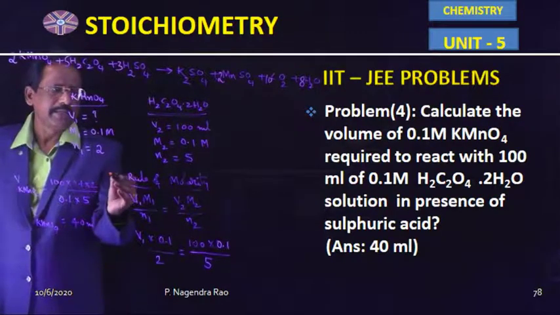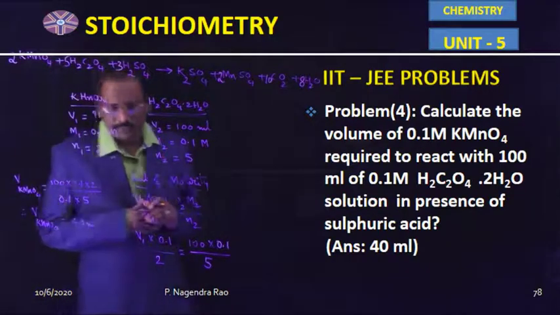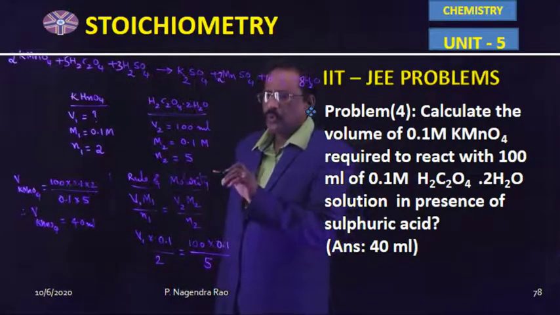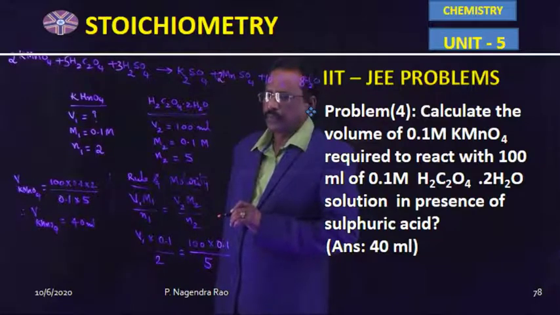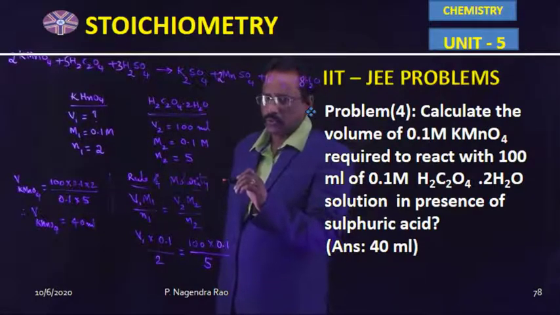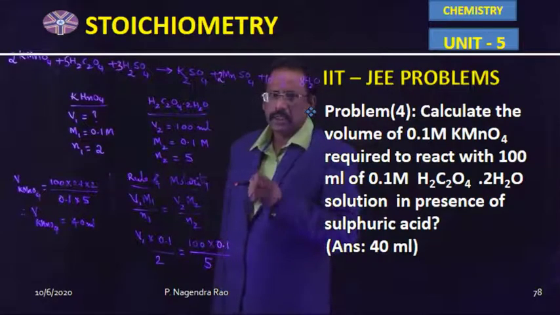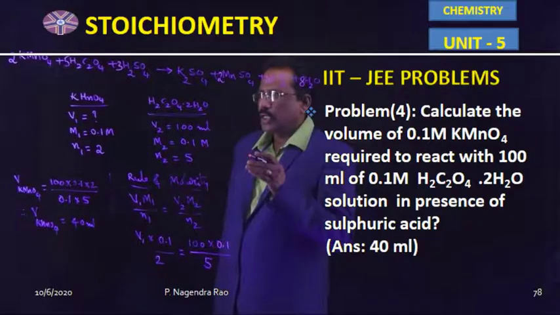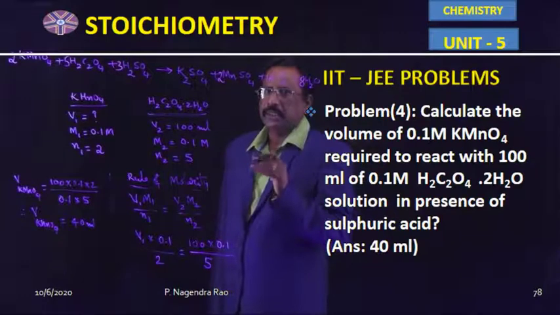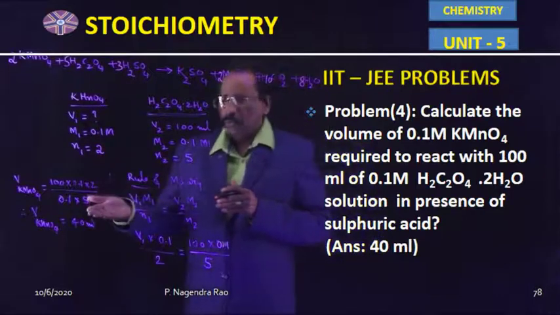This is a very important model problem. So according to the rule of molarity, V1 M1 by N1 is equal to V2 M2 by N2. Here M1, N1, V2, M2, N2 are given. So according to the rule of molarity, it is possible to calculate the volume of KMnO4 consumed in this permanganometry reaction. Here the volume of KMnO4 consumed is equal to 40 ml.